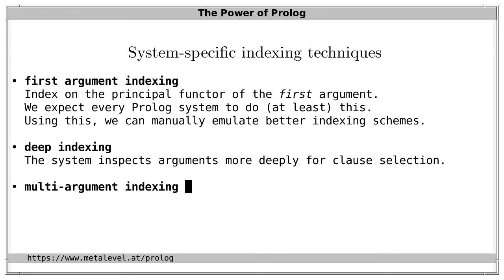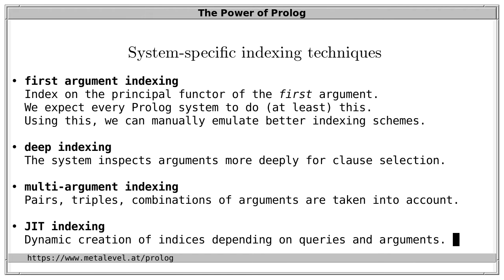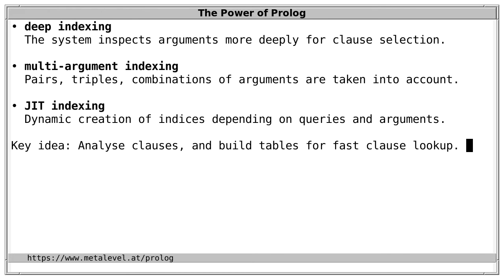And further, there is multi-argument indexing. This means that pairs, triples, and other combinations of arguments are taken into account. Then there is just-in-time indexing, which is also abbreviated as JIT indexing. This means that indices are created dynamically, based on which arguments are instantiated in queries, and also based on which predicate arguments are suitable, or at least promising candidates for creating indices. And the key idea is the same in all these techniques.